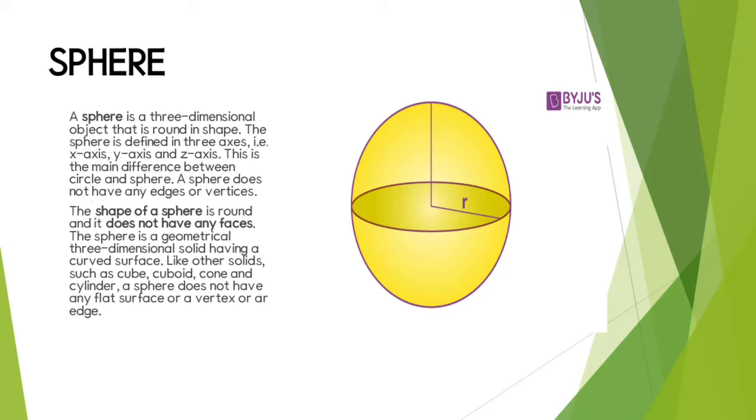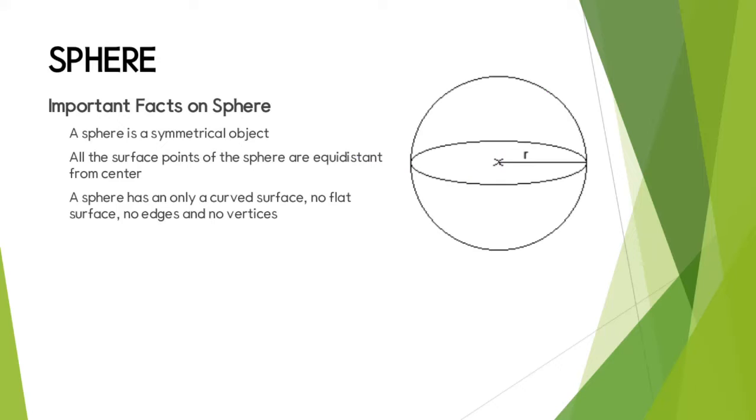So as you can see, we have here a sphere with a radius. Unlike a circle, which is a plane or flat shape defined in the xy plane, a sphere is defined in three dimensions, which is the x-axis, y-axis, and z-axis. So here are the important facts on a sphere. A sphere is a symmetrical object. All the surface points of a sphere are equidistant from center. A sphere has only a curved surface, no flat surface, no edge, and no vertices.